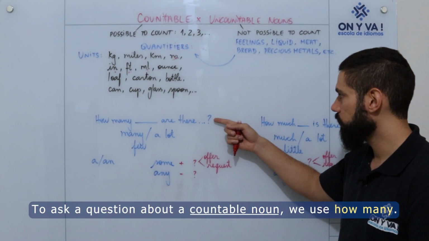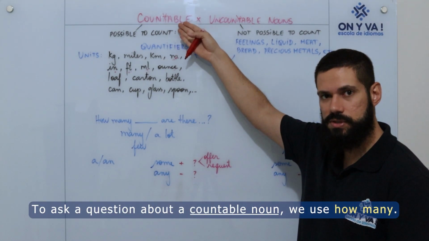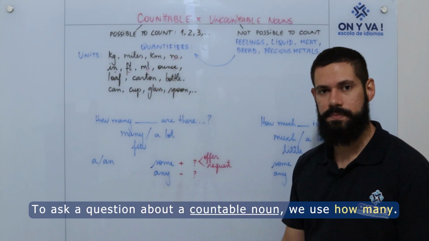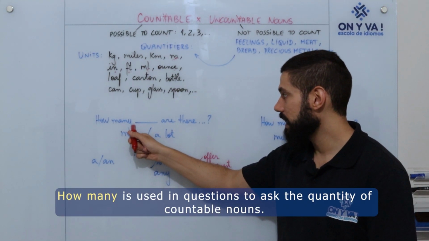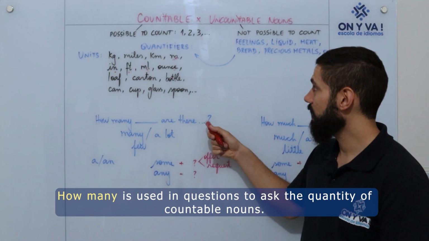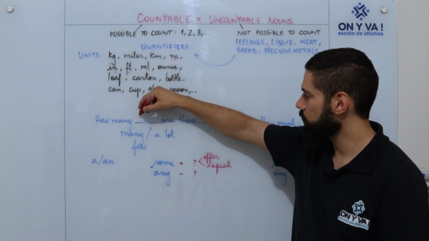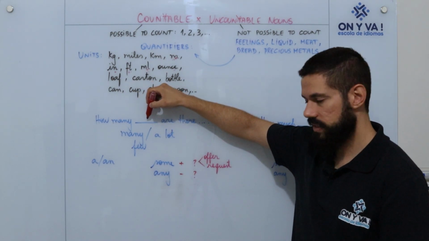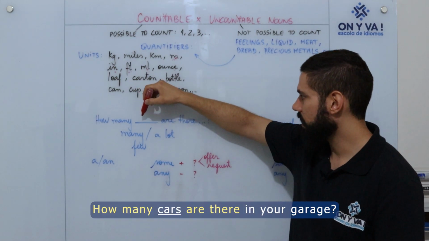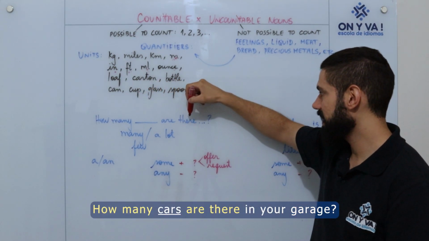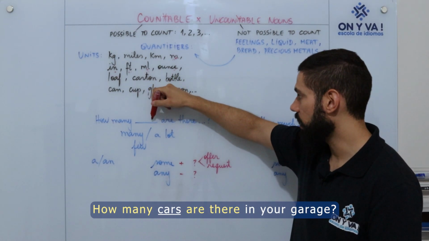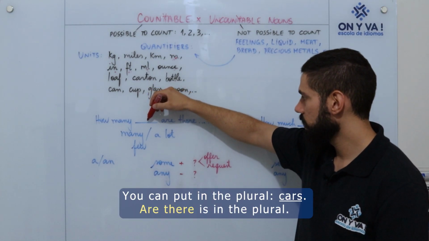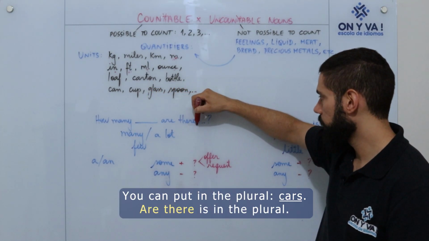So to ask a question, for example, about something that we count, about a countable noun, we use how many. How many is used in questions to ask the quantity of a countable noun. So you complete here with a countable noun. How many cars, because cars we count, how many cars are there in your garage? So you put it in the plural, cars are there, in the plural.